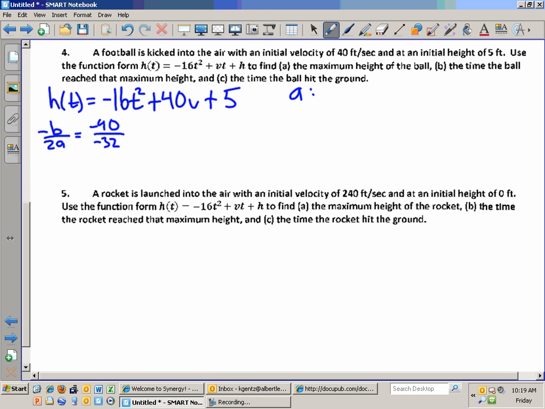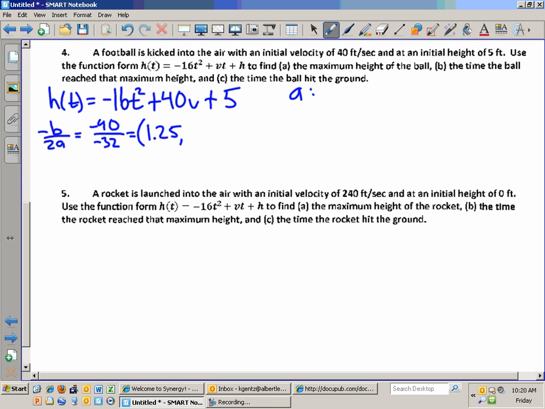I can help you with your calculator right after this. -40 divided by -32 is 1.25. What does that 1.25 mean in the problem? That's the x value, or in this problem, the t value. What does t stand for? Time.